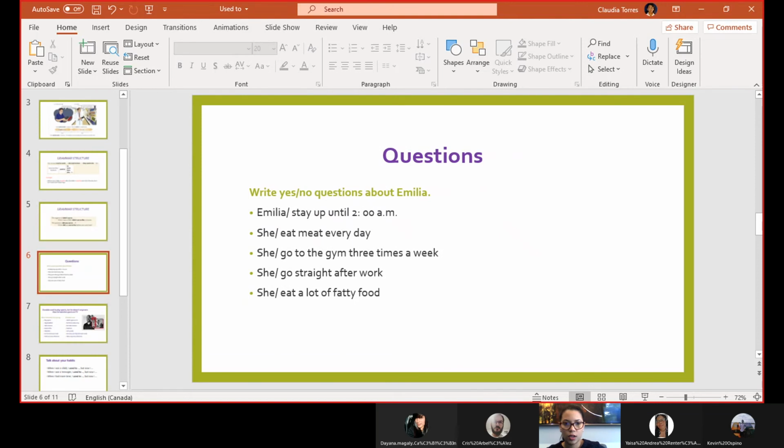And the other one, she go straight after work. Or even the one about the gym, we can say... Chris says, how many times did she used to go to the gym? Yeah, I was about to say that one. Teacher, maybe where did she used to go to the gym 3 times a week? Yes, nice. Because the answer in that case would be the place, right? The gym. Yes, perfect.